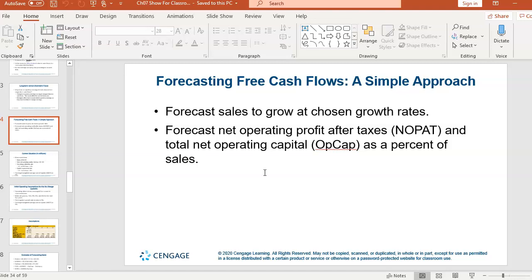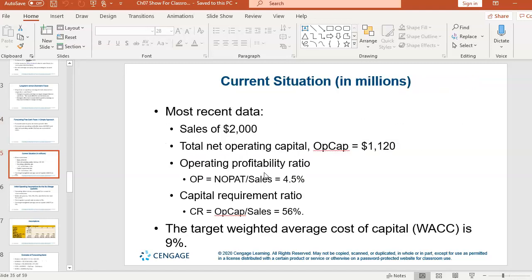And you might be able to guess the first 3 to 5 years individually, but at some point you just have to go with that constant growth model. That's really the only way to do it. So it says to forecast sales to grow at a chosen growth rate, forecast your NOPAT and your net operating capital as a percent of sales. NOPAT is net operating profit after tax, and then net operating capital. Okay, so that's usually the way we do it.